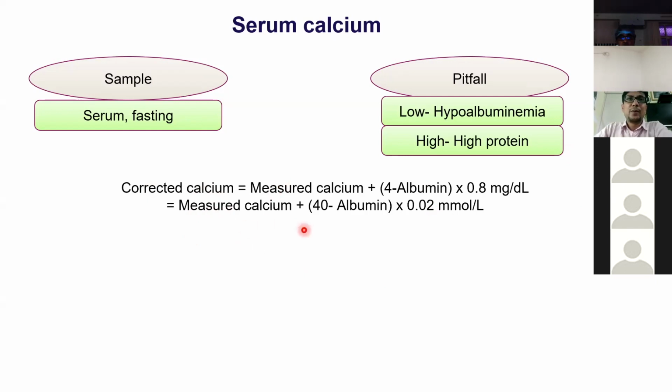The formula is measured calcium plus 4 minus albumin into 0.8 when we are taking the measurement in milligram per deciliter, and when we are taking it in millimole per liter, the formula is measured calcium plus 40 minus albumin into 0.02 millimole per liter.